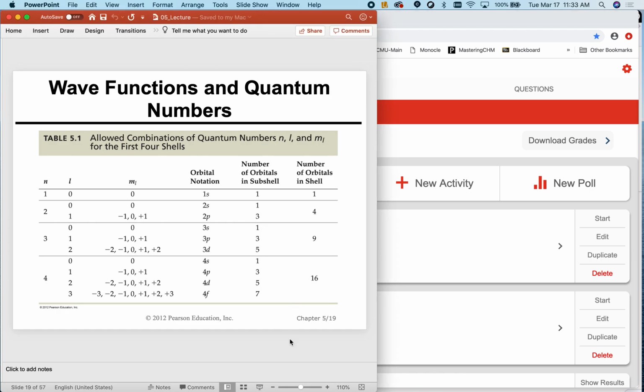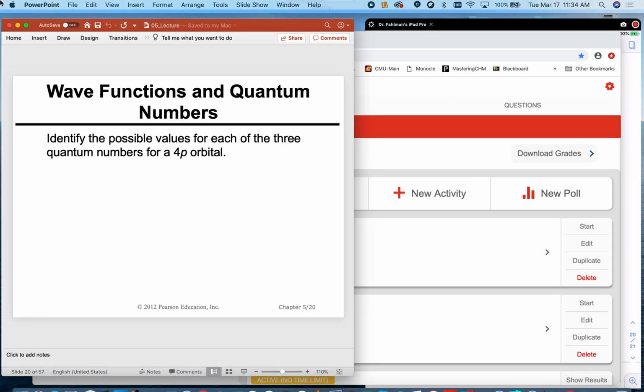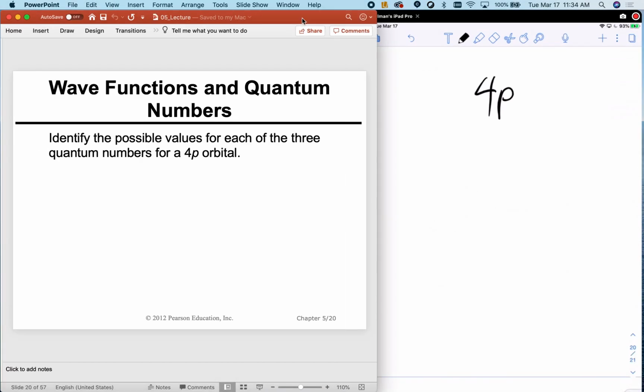I don't know, we've beat this dead horse to death here, but let's do this one last one. So what do you think? A 4p orbital, what quantum numbers? So n is 4, that's the easy one. Then L. It's a p orbital, so L is 1. And then M sub L.